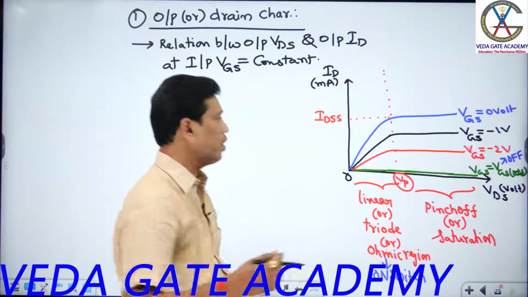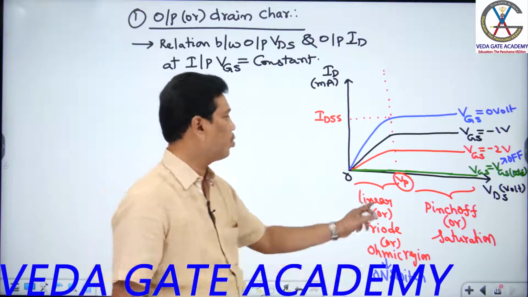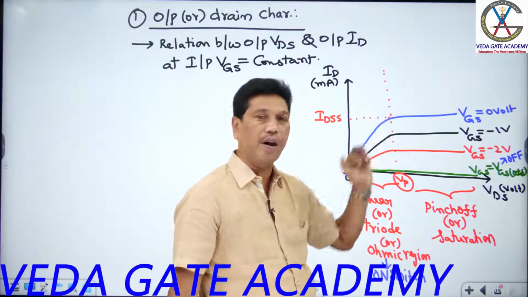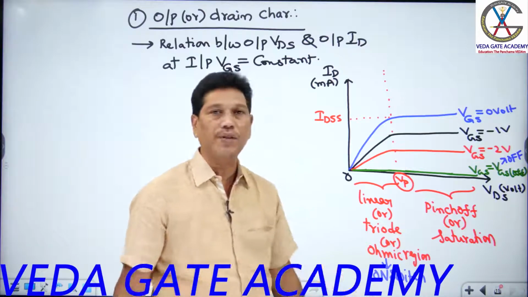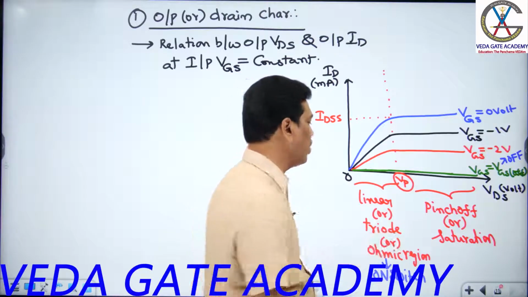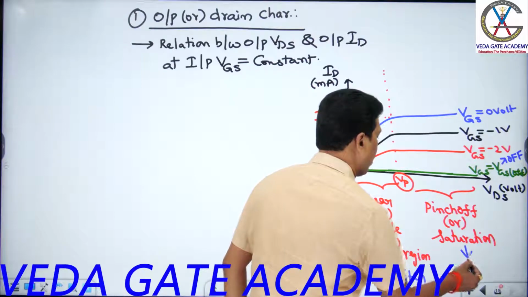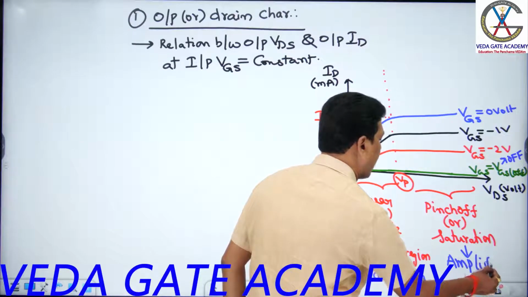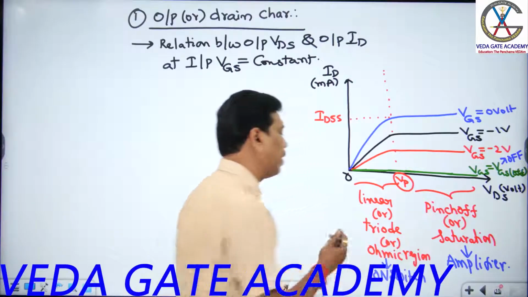It is the off switch, students. And in these two regions, between the on condition and the off condition, this is the saturation region, nothing but the pinch off region, where it looks like an ideal current source. And in this region, the FET body is able to act as an amplifier. Sir, FET or MOSFET can act as a voltage amplifier, sir, not a current amplifier.